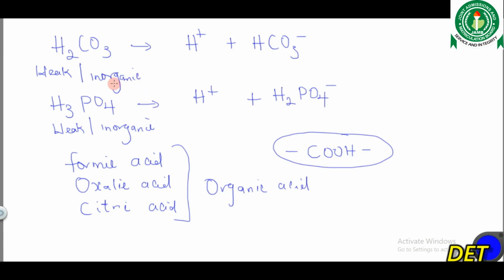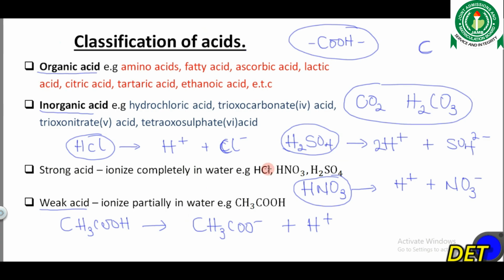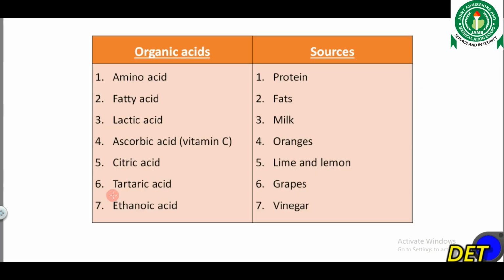Then the inorganic acids are acids that do not contain carbon, but when they contain carbon, they contain it in the form of CO2 or trioxocarbonate 4 acid, right? So that's the difference between organic and the inorganic acid. So we've looked at 4 classes of acids here. We've looked at the organic acids, inorganic acids, strong acids, and the weak acid.